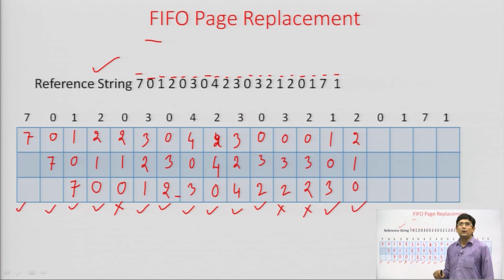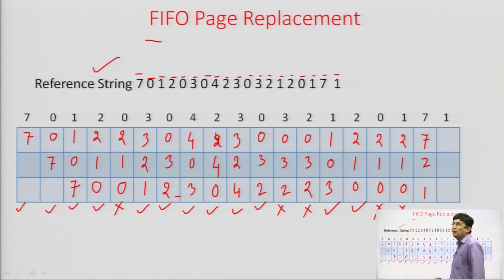A reference of 0, 0 is already there in the main memory, so we will have no page fault in this case. A reference of 1, again 1 is present in the main memory, so there will be no page fault. 7, there is a reference of 7 and 7 is not present, so the oldest page will go and the new page will come. So 0 is the oldest page, so there is a page fault. Reference of 1, 1 is already present, so there will be no page fault.